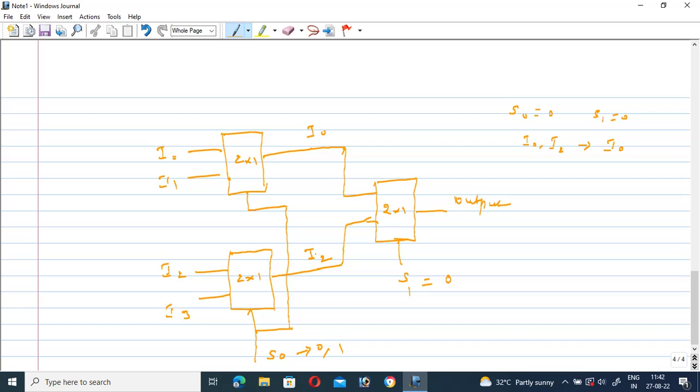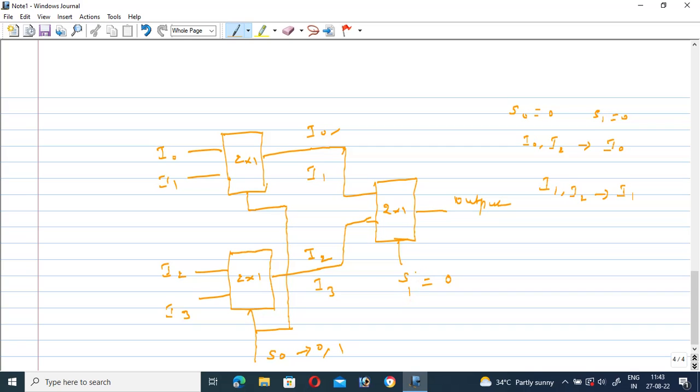At the same time, when S0 is equal to 1, what is the consideration? It selects I1 here and I3 here. If S1 is equal to 0, you have to see the possibilities first. So S1 is equal to 0, it selects the I1 value. So the possible inputs for the last multiplexer are I1 and I3. It selects only the first one, I1.